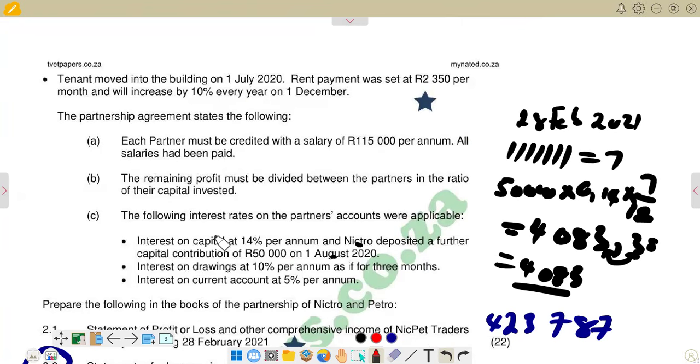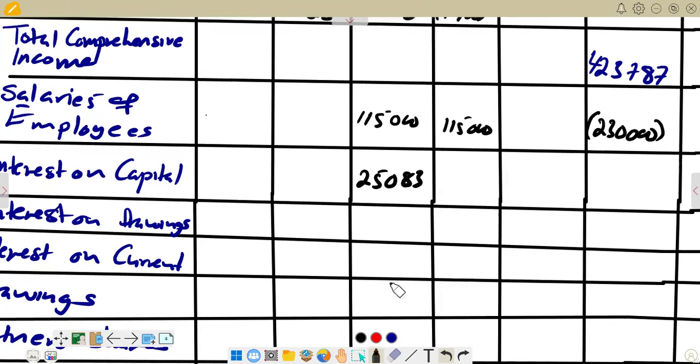So if you come here, you see that we now have 14,000. So here we put 14,000. So remember, these balances also go to the credit side of the capital account. So we show them as positive in the current account because they are credited in the current account. But if you go now to the appropriation, we're going to show them as negative.